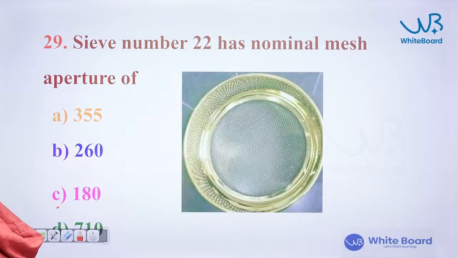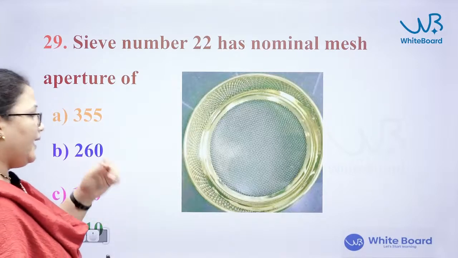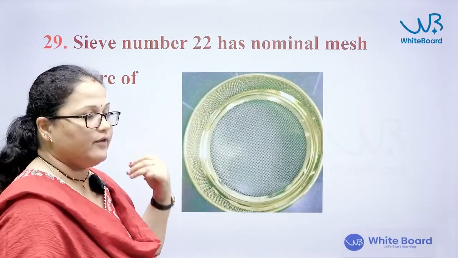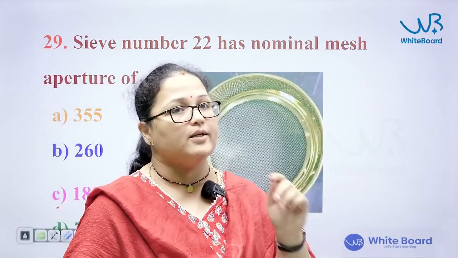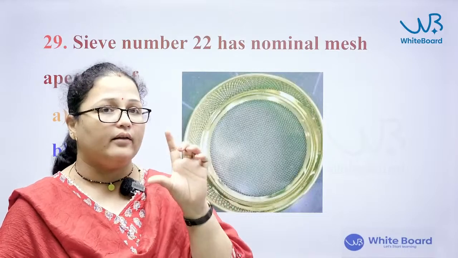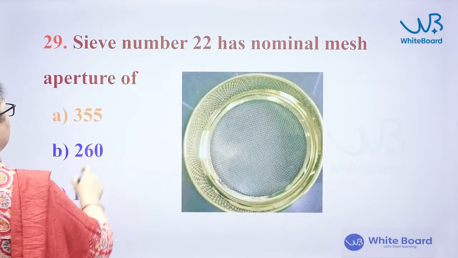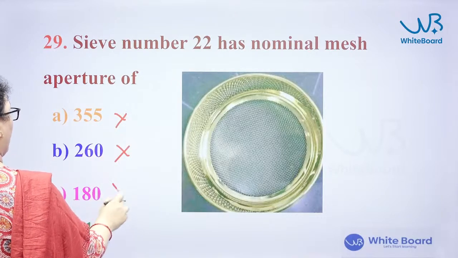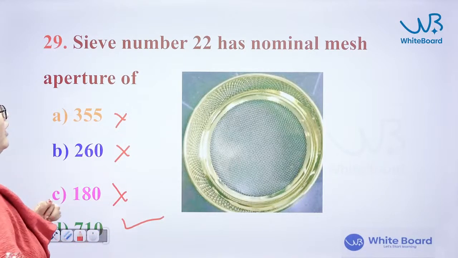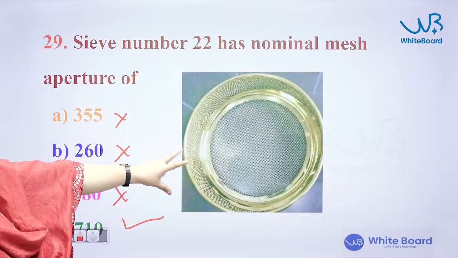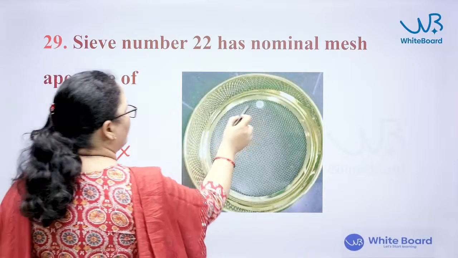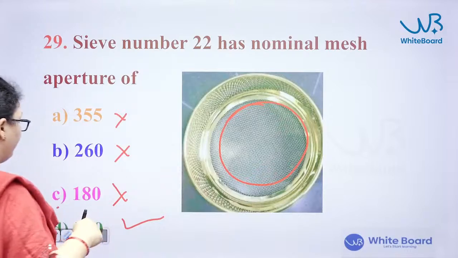Next, sieve number 22 has a nominal mesh aperture of. So, if you see in your subject physical pharmacy, they will give the sieve numbers and the aperture size. So, you have to learn by heart the table of sieve numbers and aperture sizes. So, the correct answer for this is 355, no, 260, no, 180, no, 710. Okay. So, this particular sieve will have a mesh aperture of 710.